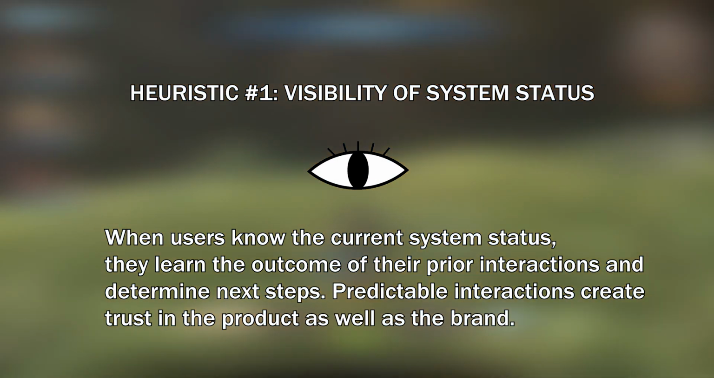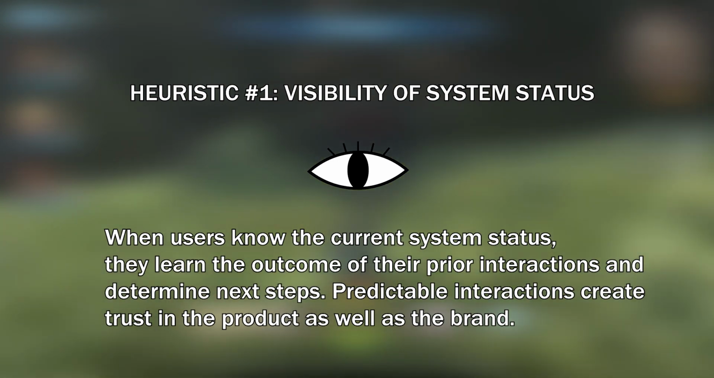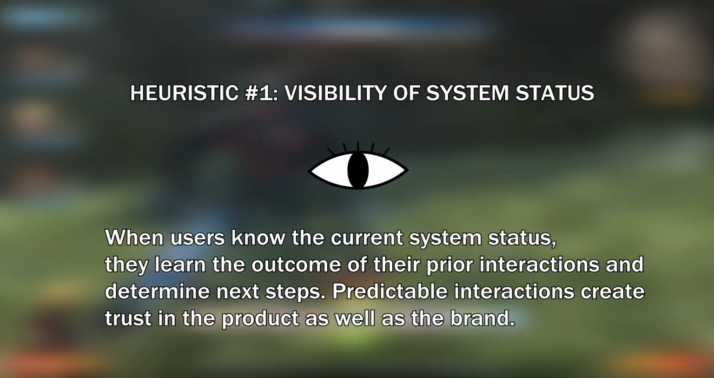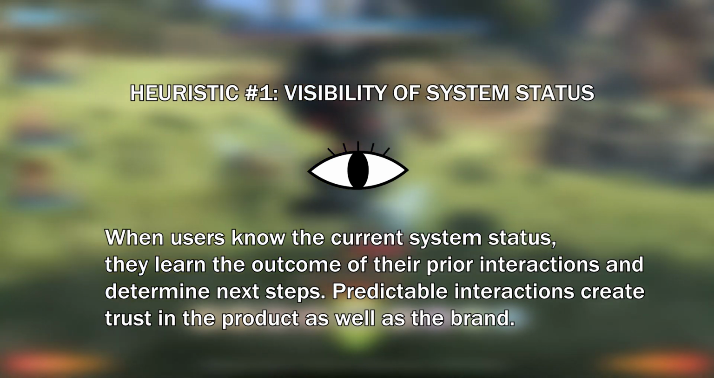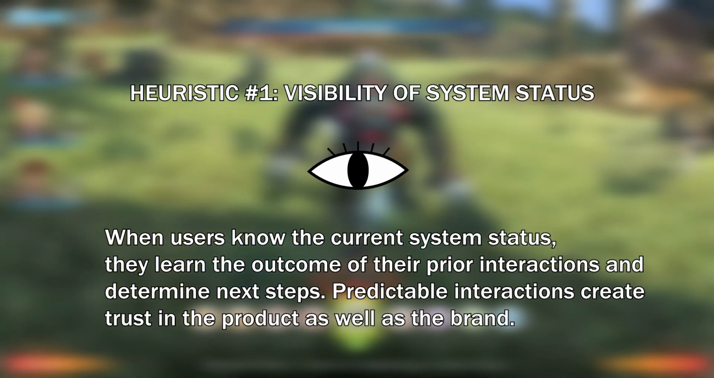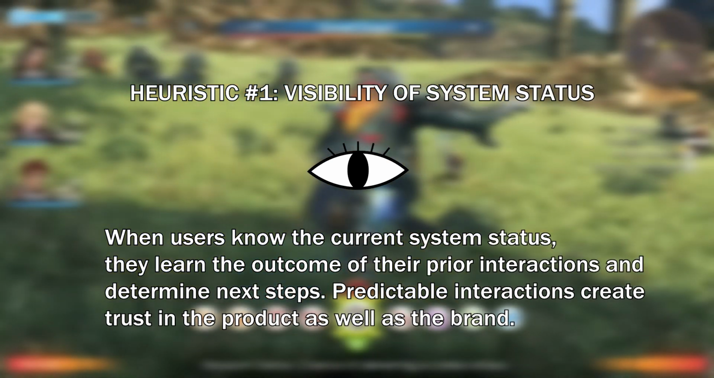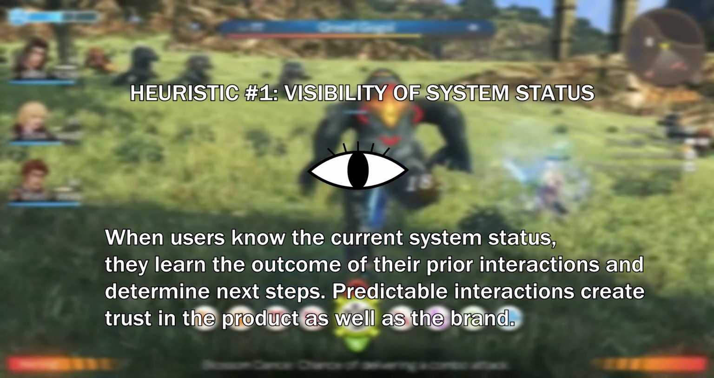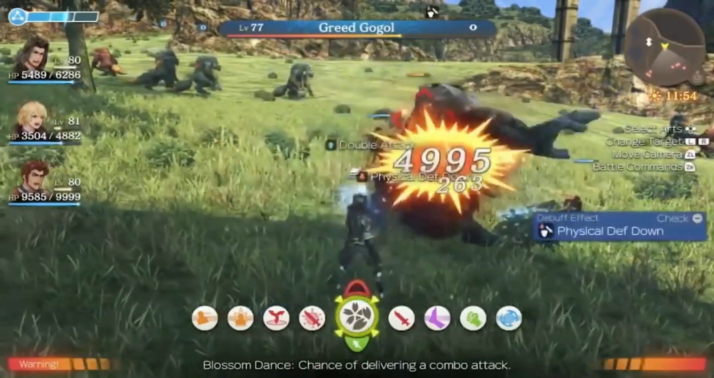Heuristic number 1 is visibility of system status. So when users know the current system status, they learn the outcome of their prior interactions and determine next steps. Predictable interactions create trust in the product as well as the brand.